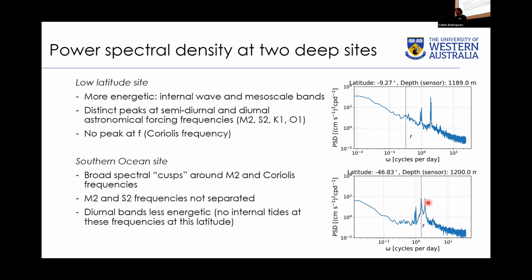And another thing is the M2 and S2 frequencies are not separated in this signal, so they've sort of been blurred together. And the last thing is that these diurnal bands are less energetic again, and it's important to note that internal tides or internal waves can't freely propagate at frequencies lower than f. So the diurnal bands are mainly due to the surface tides, or the barotropic tides, at the site.